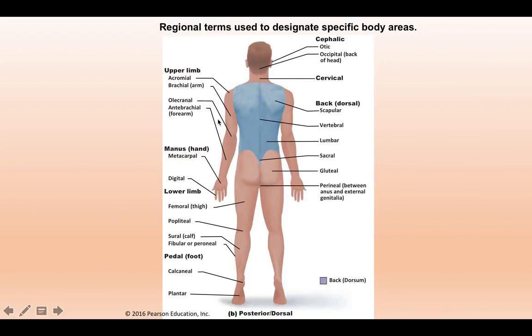Similarly, we have vocabularies to describe the back. We have the vocabulary for the upper limbs. We have vocabulary for the hands and arms. Hand, arm, and the lower limbs. And we have descriptive vocabulary for the back.